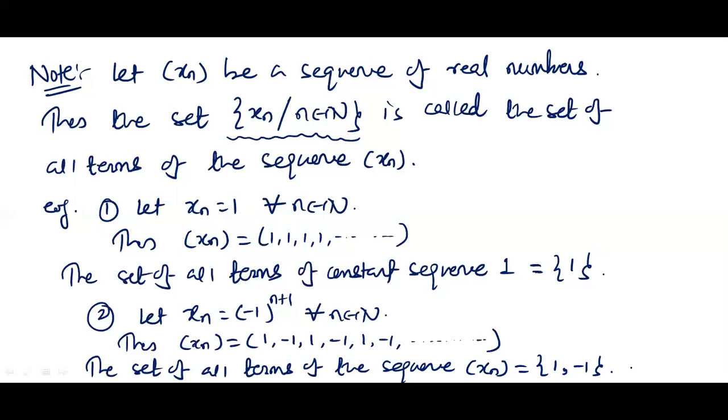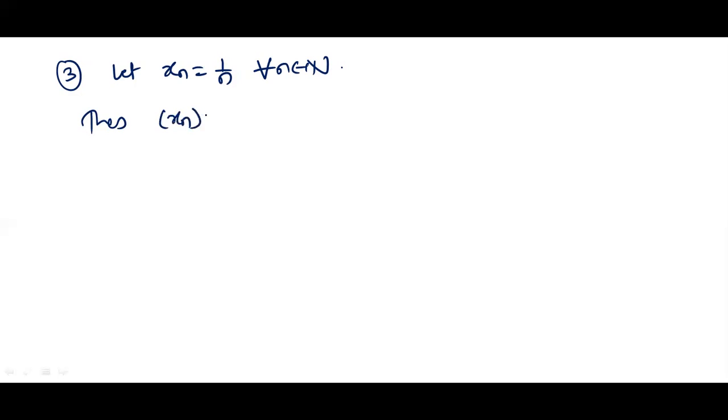Let's see another example. Let xn is equal to 1 by n for all n belongs to N. Then the sequence xn is a sequence whose first term is 1, second term is 1 by 2, third term is 1 by 3, fourth term is 1 by 4, and so on.